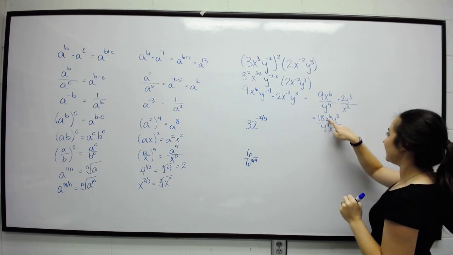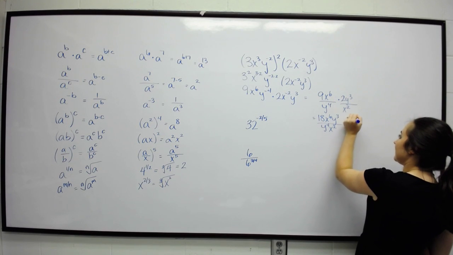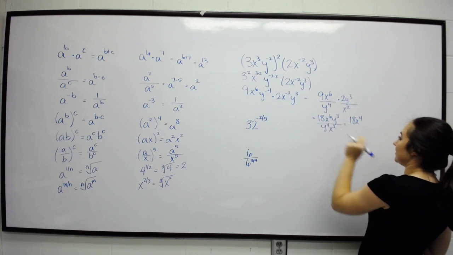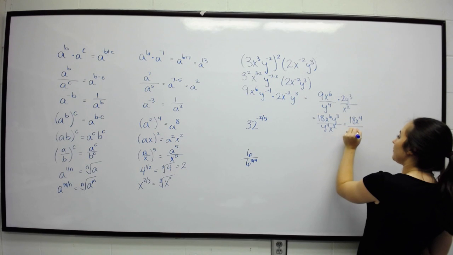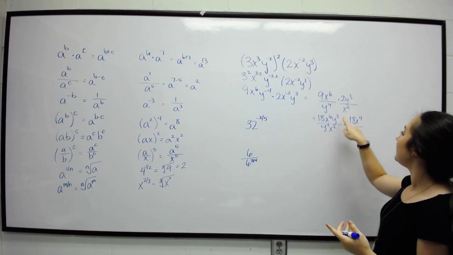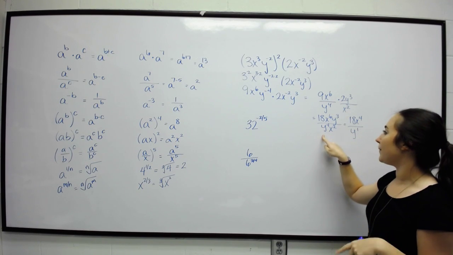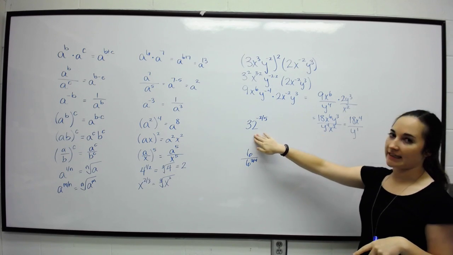We can simplify this. We have x to the 6th and x to the 2nd. So that would be 18 x to the 4th. This would be on top over y to the first power. You can write the 1 or you can leave it, because 3 minus 4 is negative 1, and it should stay on the bottom here.